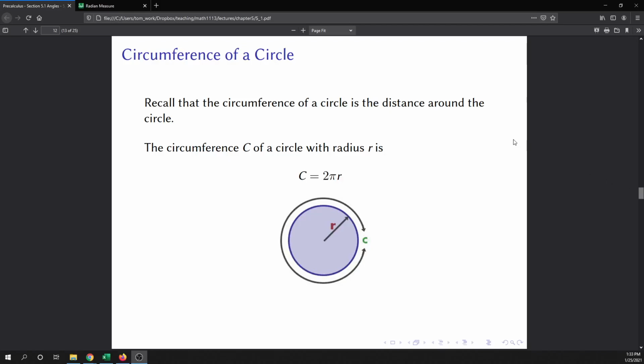All right, in this video we are going to talk about radian measure of an angle. Before we start into that, the first thing I need to remind you about is the circumference of a circle. Remember, that's the distance around the edge of the circle. The circumference of a circle with a radius r would be 2 pi r. So 2 pi times the radius.